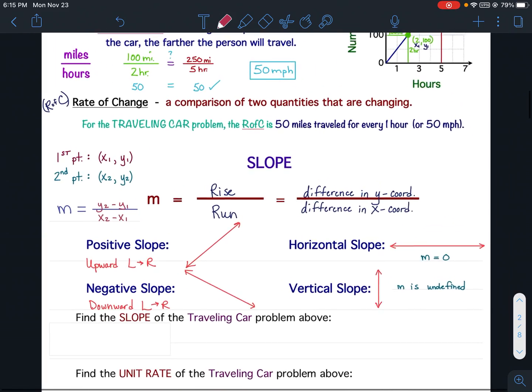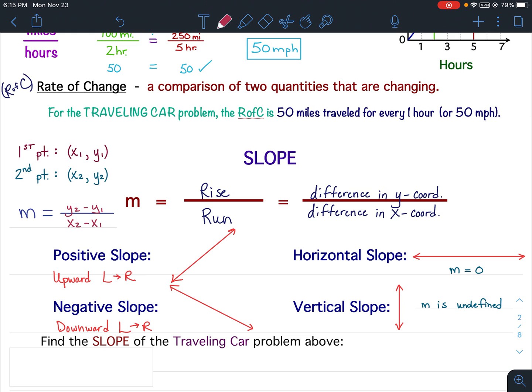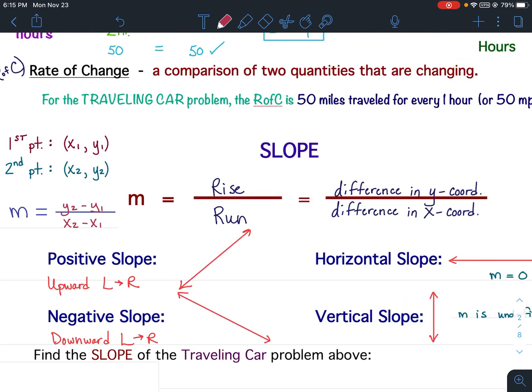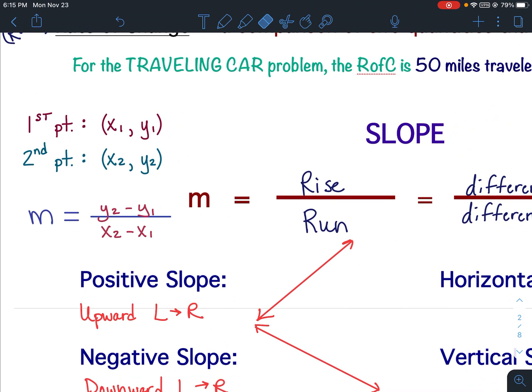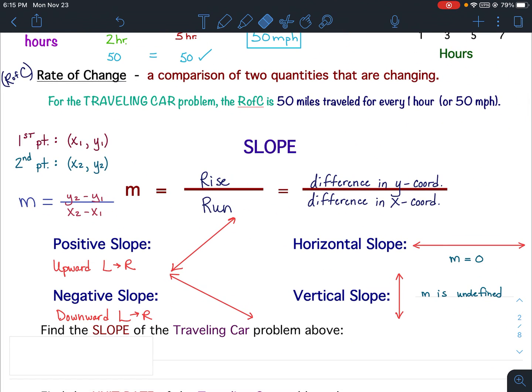Okay, if you have any questions on slope, please do not hesitate to ask. We will be using this equation quite a bit, so please make sure you understand how to use that. And again, if you have any questions, please do not hesitate to ask.